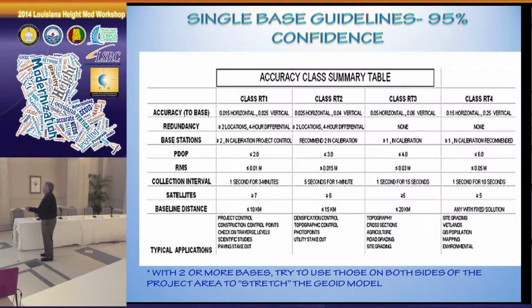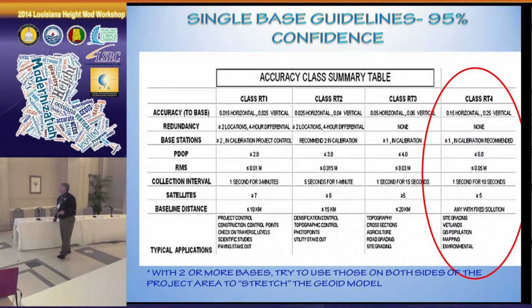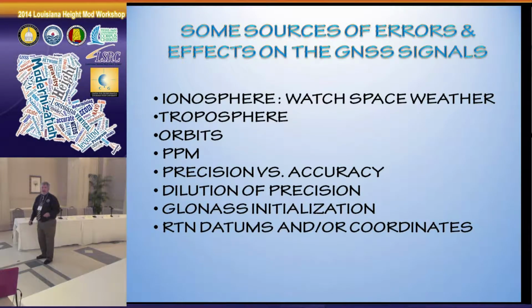A centimeter and a half horizontal, 2.5 centimeters vertical at 95%. If you do this, have 2 locations from different base stations, PDOP less than 2, an RMS of 0.01 meters or 1 centimeter, blah, blah, blah. Down here, it's more of a GIS accuracy, because you're talking about a decimeter and a half horizontal, 2.5 vertical. So this is recommended criteria to achieve a certain accuracy between the 2. Again, can you do it somewhere else? Yeah, of course. But we're saying if you do that, you will achieve that particular precision.